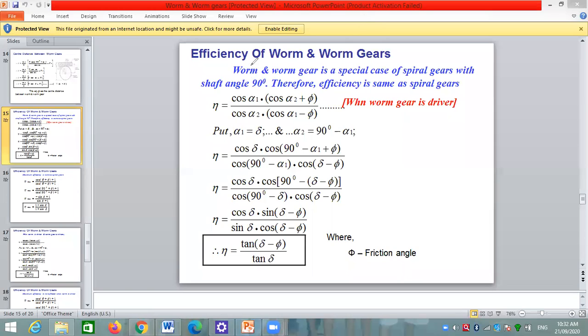See here, the worm and worm gear is a special case of the spiral gear. It is a special case of the spiral gear with shaft angle 90 degrees.